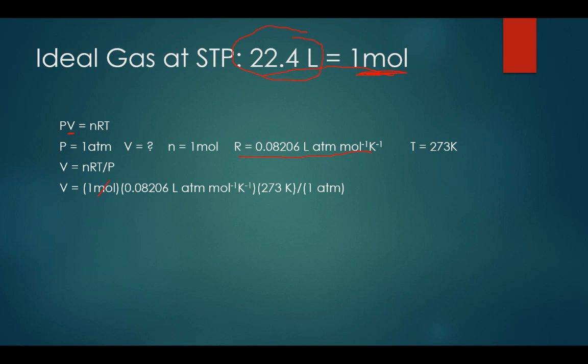So notice that mole cancels out with mole, liter does not cancel. There's nothing there. ATM, we're dividing by an ATM, so that cancels. We have Kelvin to the -1, so that's like divided in the denominator, and we have Kelvin in the numerator. So we're left with units of liters, which is good because we're looking for volume. So when you plug all this into your calculator, you get 22.4 liters. So this is indeed correct.